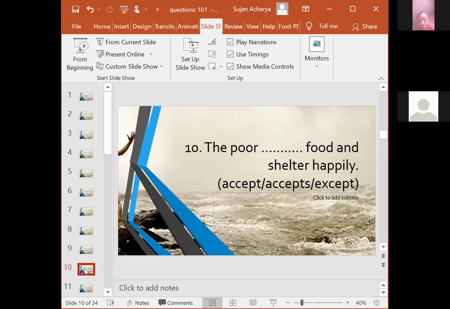Next, number 10, the poor. Look at the trick played by the word except, which means except, so this is not the correct answer. And if you write accepts, the poor is always considered as plural, so accepts also is wrong, so the only answer is accept, ACCEPT. You might have read in class 11 or 12, similar words, homonyms.